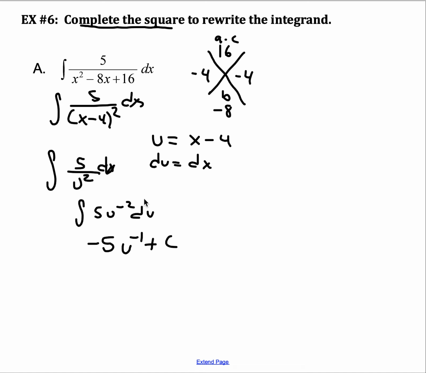Again, when I integrate, I'm adding 1, and then I'm going to divide by that negative 1. So that's why we have a negative 5 here. And don't forget to change u back to what it is, x in terms of x. And that would be the integral.